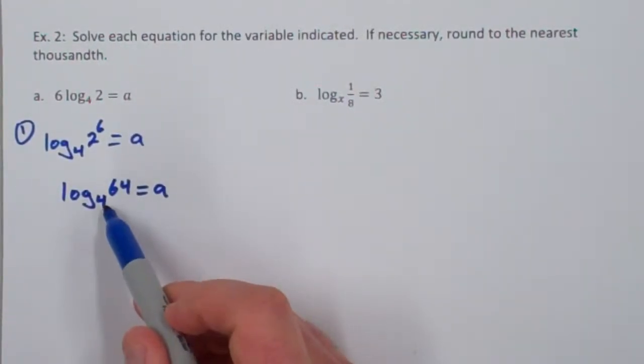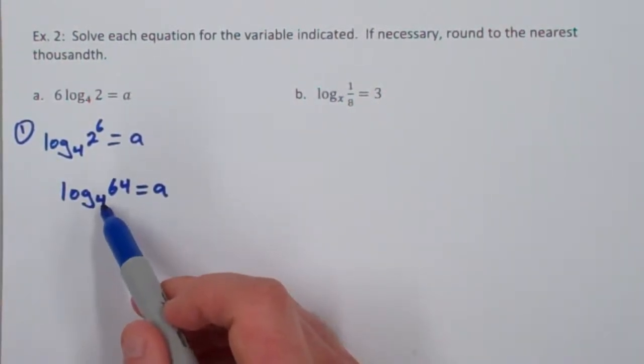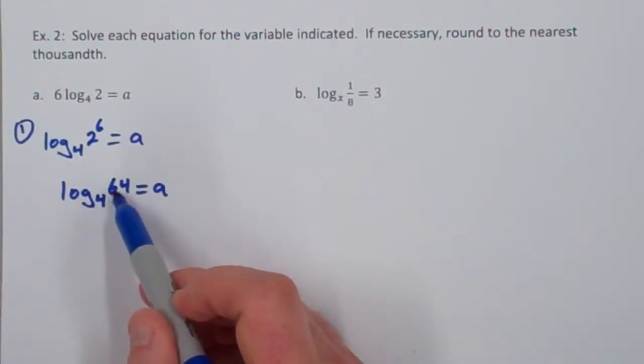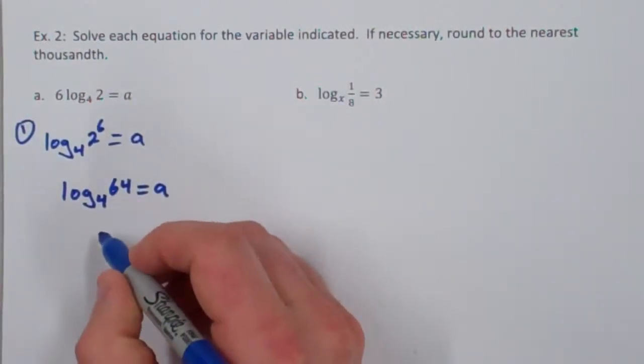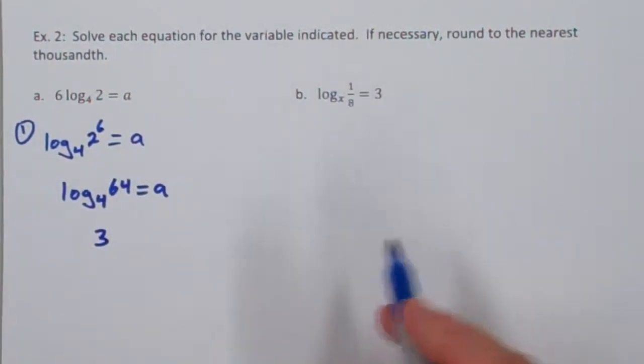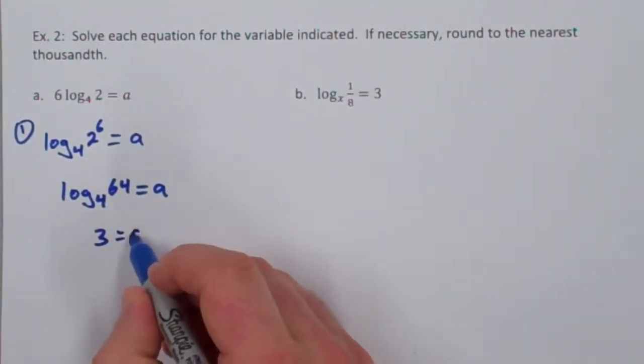Then we can go ahead and actually do this part. So the left hand side is asking us 4 to what power is 64? And that's 3. So log base 4 of 64 is just 3, and that's equal to a.